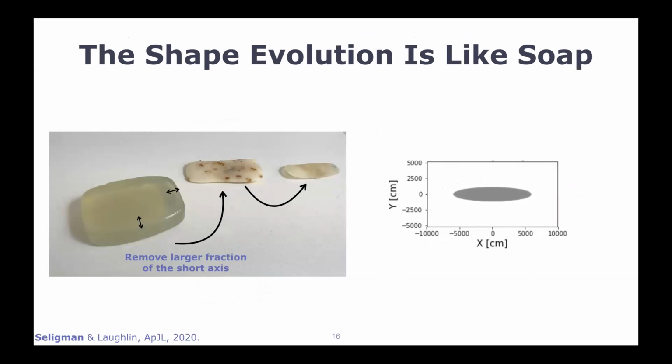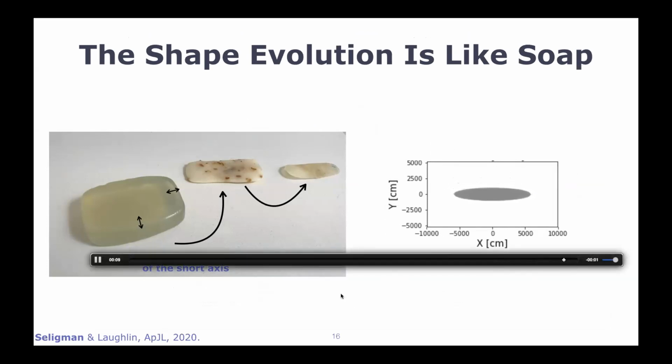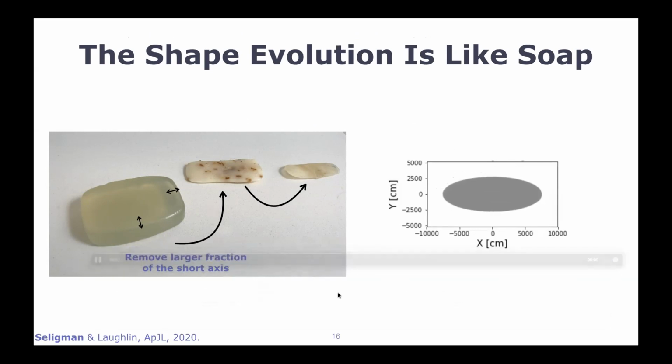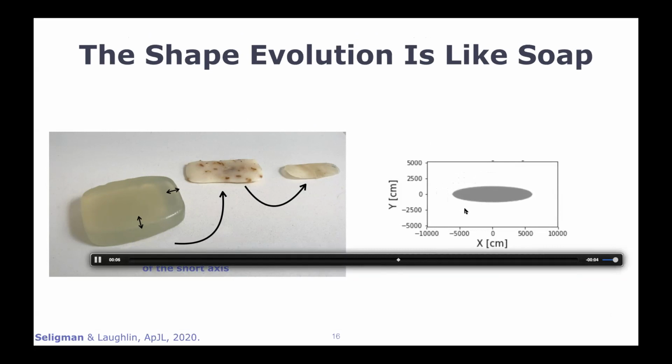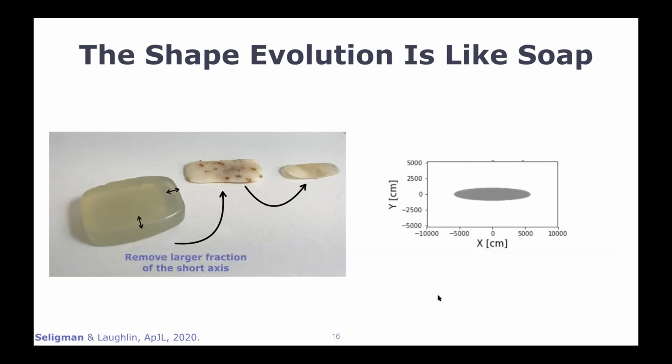So when, Katie's laughing, but yes, when you use a bar of soap, what you're basically doing is isotropically removing soap particles. And if you start with something that has a moderate aspect ratio, you're always removing a larger fraction from the short axis than the long axis. So that last, dramatic fragment you're seeing is just a natural product of isotropic ablation.